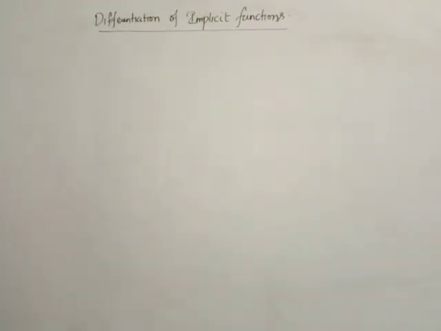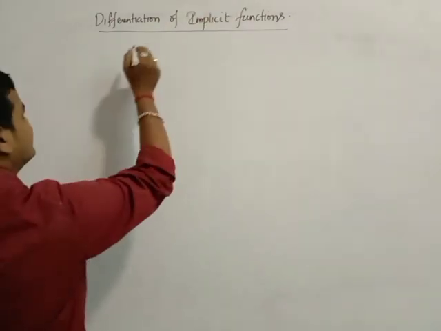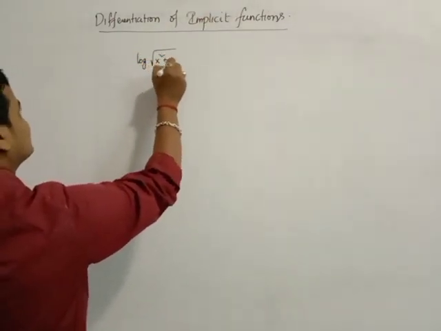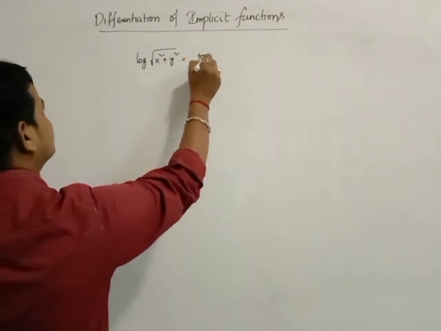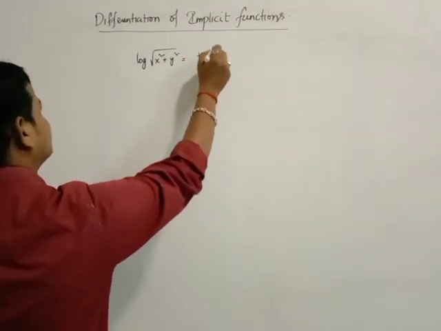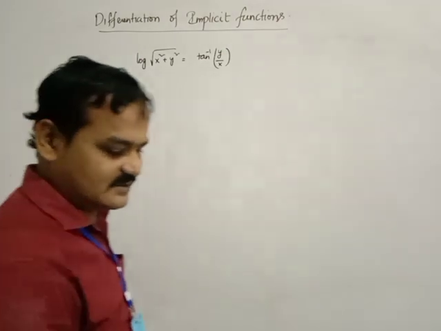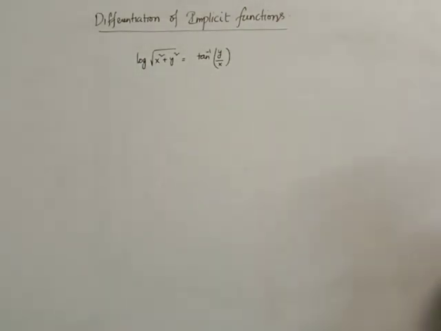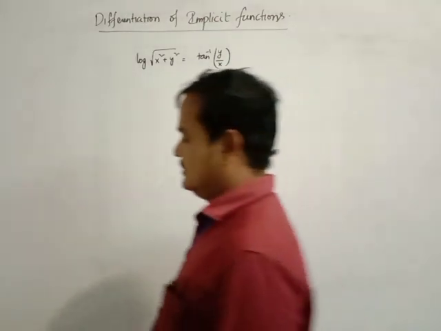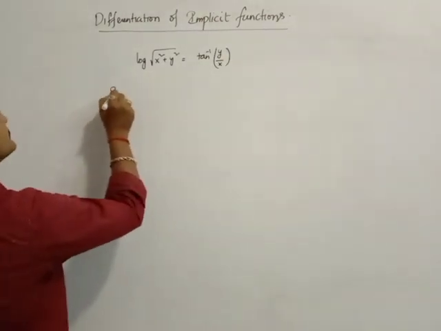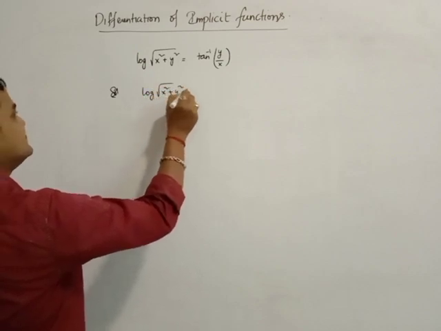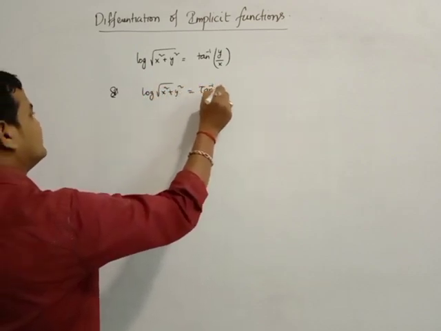Now, another question. Log of root over x square plus y square is equal to tan inverse of y by x. A very important 4 marks question in all the boards. If you go for any board, it is very important. Solution: log of root over x square plus y square is equal to tan inverse of y by x.